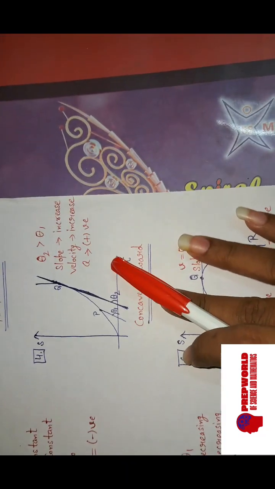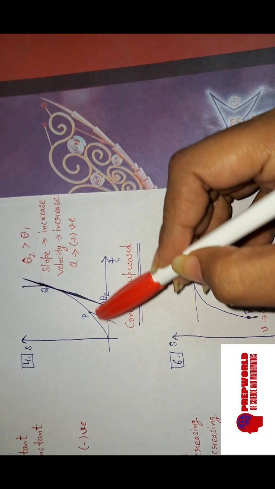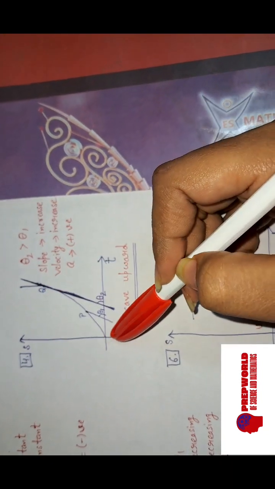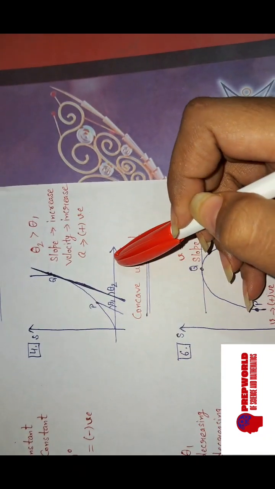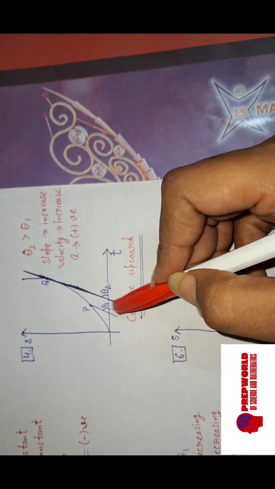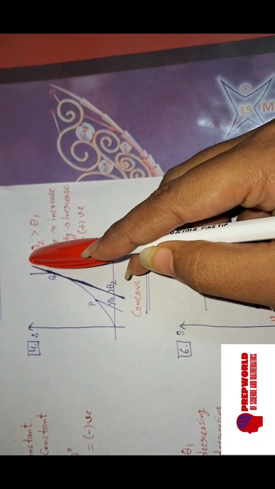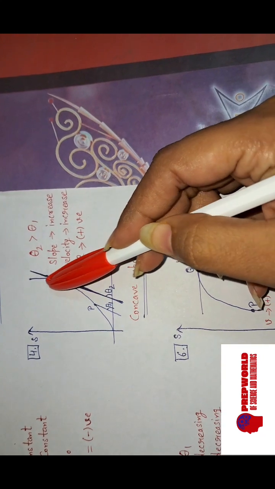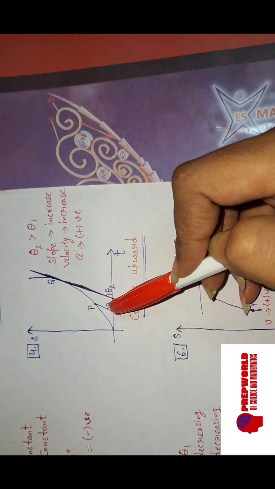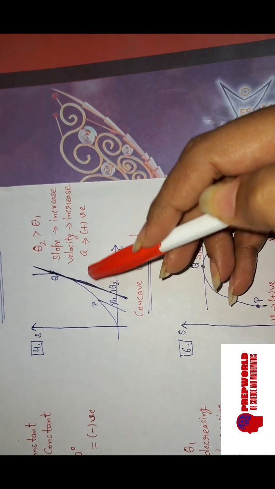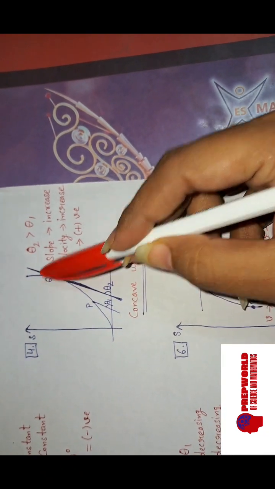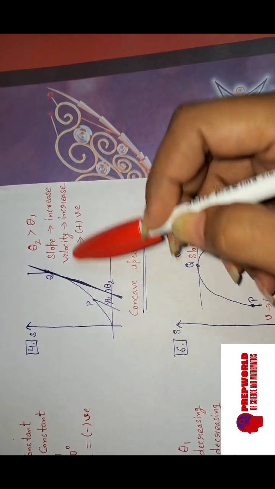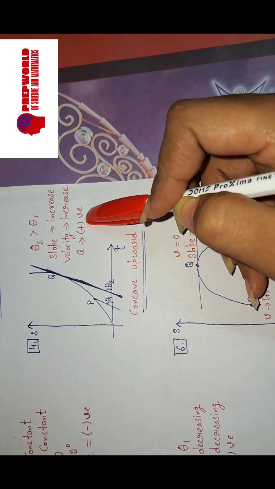Now in the fourth graph, this is known as a concave upward graph. Here in the concave upward graph, when we are drawing the graph between S versus T, there become two angles, theta 1 and theta 2. Theta 2 is always greater than theta 1 because it is a concave upward graph. So this angle will always be smaller than this angle. It means the slope will be increasing. If the slope increases, then velocity should also increase. It means acceleration will always be positive.